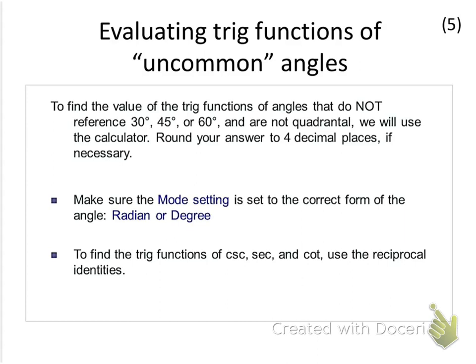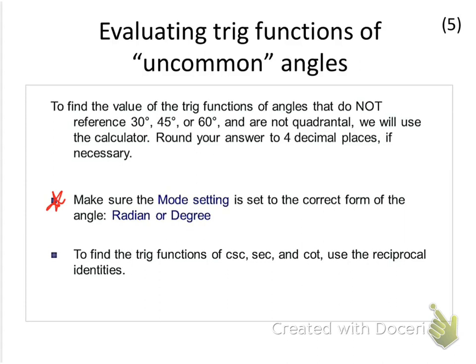It is very, very important that you round your answers to 4 decimal places if necessary to be as exact as possible. And then biggest note here, make sure the mode setting is set to the correct form of the angle. If you guys are using a TI calculator, the mode setting is right next to the second button. So you can hit mode, scroll down, and you can choose your options, either radians or degrees. It is important that if you are using degrees, you are in degree mode, or if you are using radians, you are in radian mode to get the correct form of the angle.